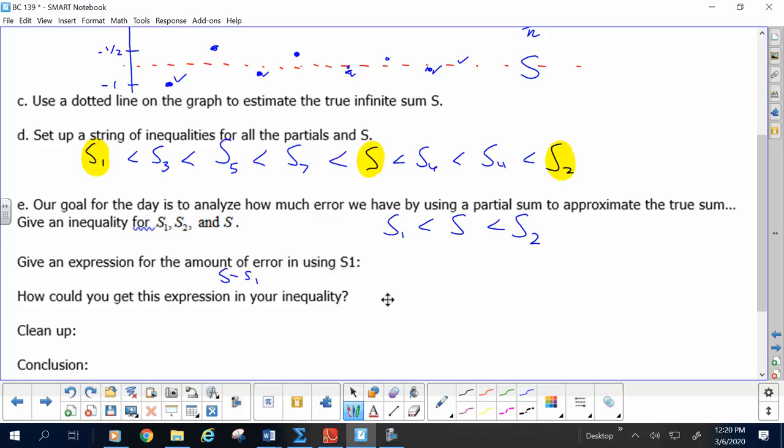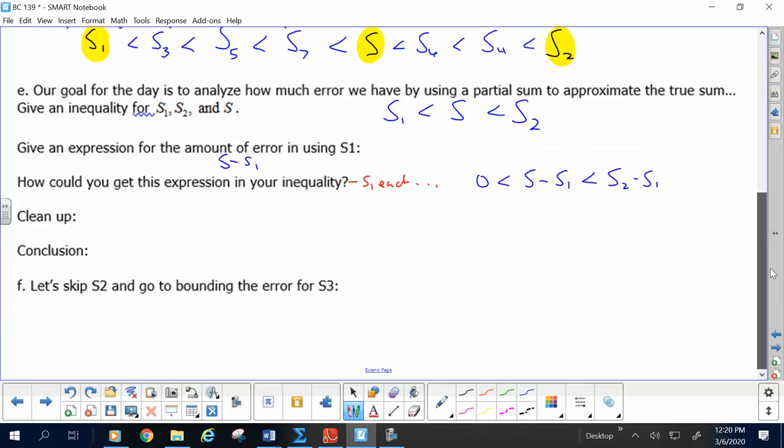So how could you get that error in here? I want to get this in here, but by using good math. Subtract S1. So let's subtract S1 from each one. Now if I do, then I get 0 is less than S minus S1, which is less than S2 minus S1. I have to subtract it everywhere, right? All right, so cool. Now, if we clean this up, 0 is fine. S minus S1 is fine.